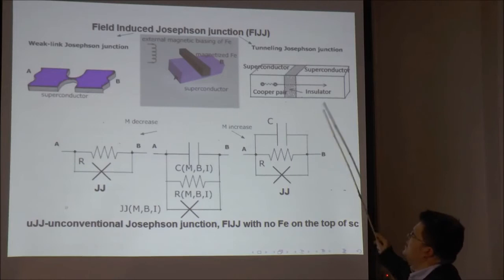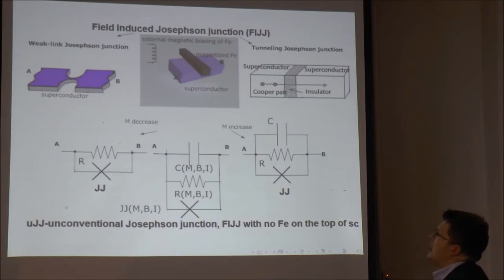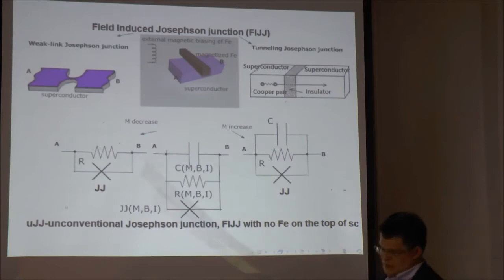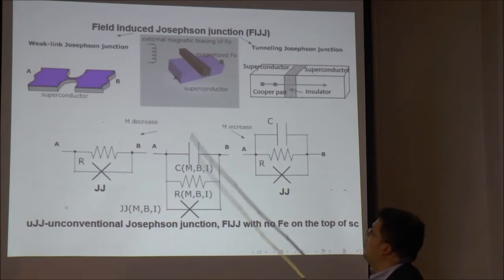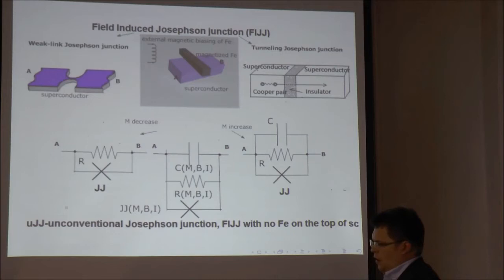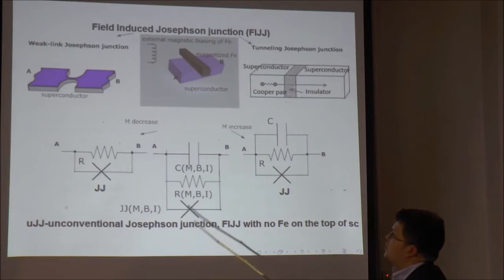So we expect that one regime is like a tunneling regime, and another regime is a sort of weak-link regime. If the superconductor starts to be thicker and thicker, this effect of the presence of the ferromagnetic strip will be less and less visible, in a sense, right? Of course, if it is very thick, it will be almost invisible. So we expect the second regime to be a weak-link Josephson junction.